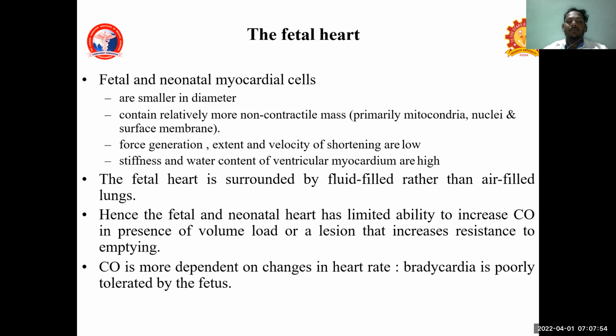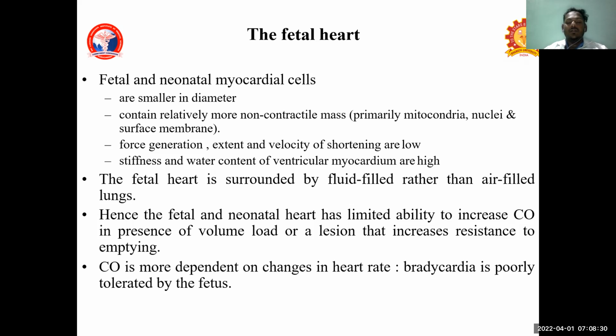The fetal heart. The fetal and neonatal myocardial cells are smaller in diameter and contain relatively more non-contractile mass, primarily mitochondria, nuclei, and surface membrane. Force generation, extent, and velocity of shortening are low, while stiffness and water content of ventricular myocardium are high. The fetal heart is surrounded by fluid-filled rather than air-filled lung.